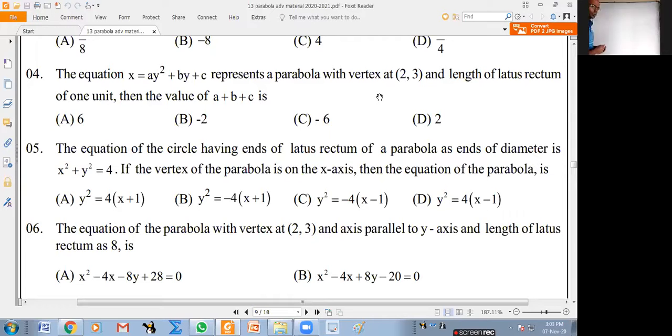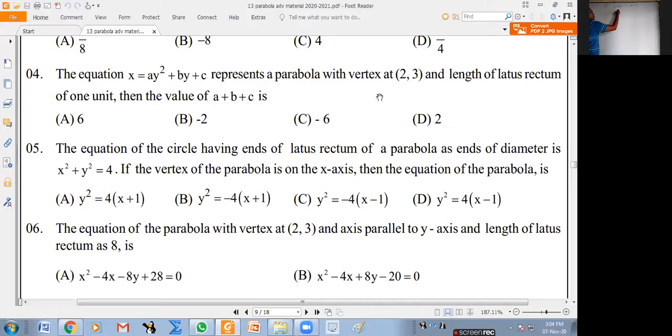Okay, so for the fourth question, we can understand it is a horizontal parabola because they gave x equal to ay square plus by plus c, with the axis parallel to the x-axis. They gave the vertex and the length of the latus rectum, so we can find our results. The vertex is (2, 3) and the length of the latus rectum is 1.